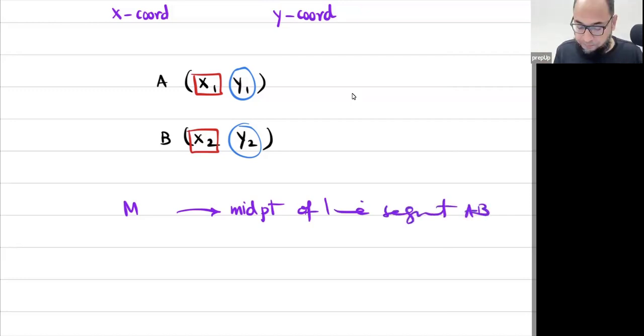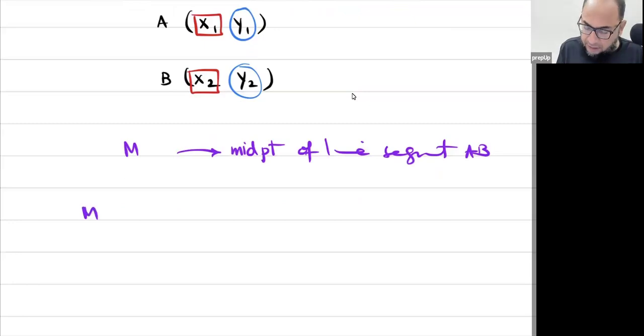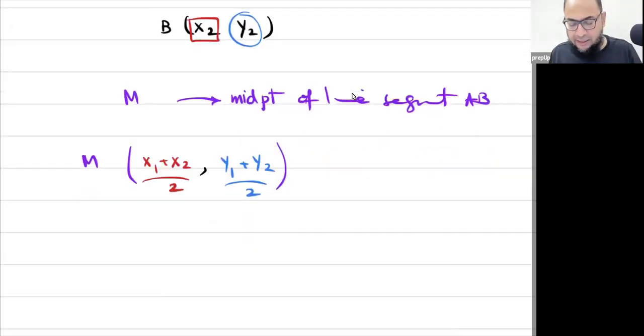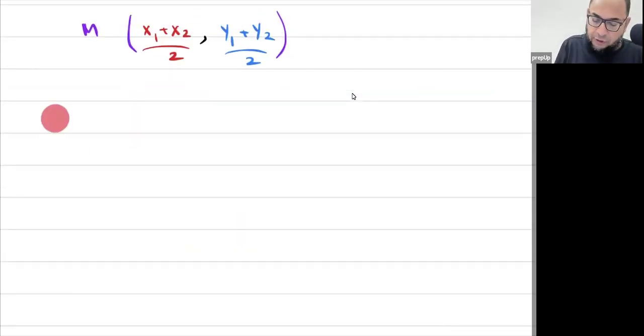Understand the terminology. M, we take the average of x1 and x2, so x1 plus x2 divided by 2. And we take the average of the y coordinate, y1 plus y2 divided by 2. And that's how you get the answer. Pretty basic. So let me do a worked example. A simple, basic worked example.